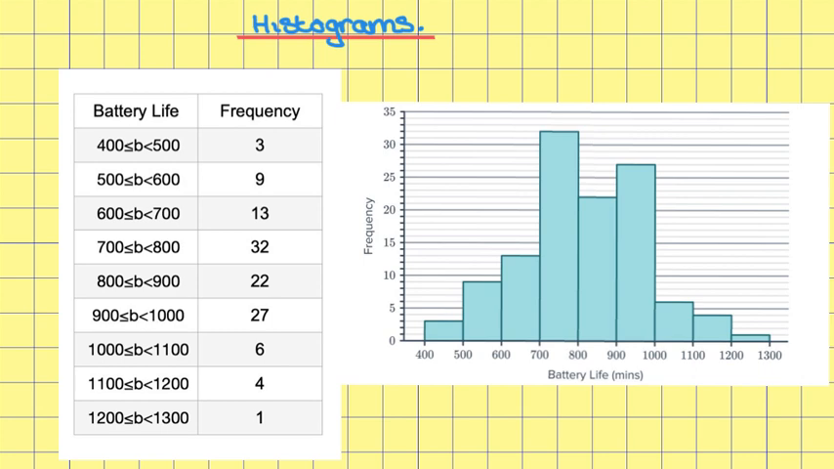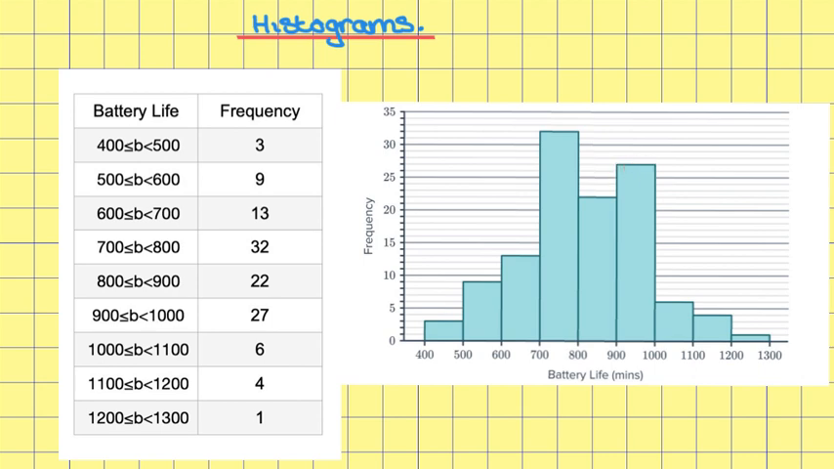Well, a histogram is basically a bar chart for continuous data. So if you look at the histogram that's been drawn, it is battery life against frequency. Along the x-axis, which is battery life, it goes from 400 to 500 to 600 to 700, all the way up to 1300 minutes. The y-axis is frequency, so between 400 and 500 you have a frequency of 3. Between 900 and 1000 you have a frequency of 27.